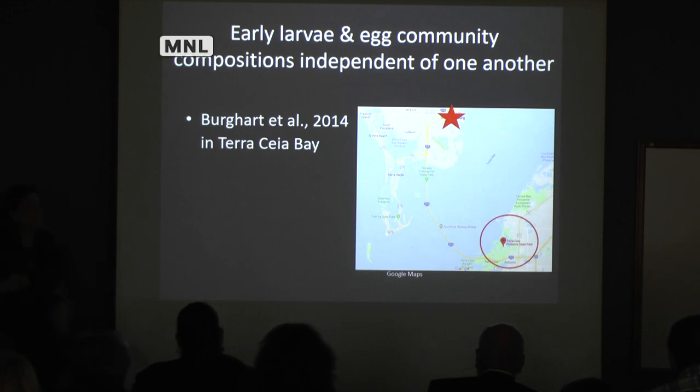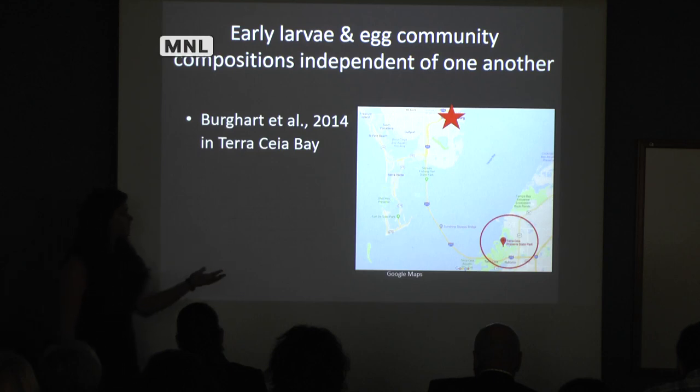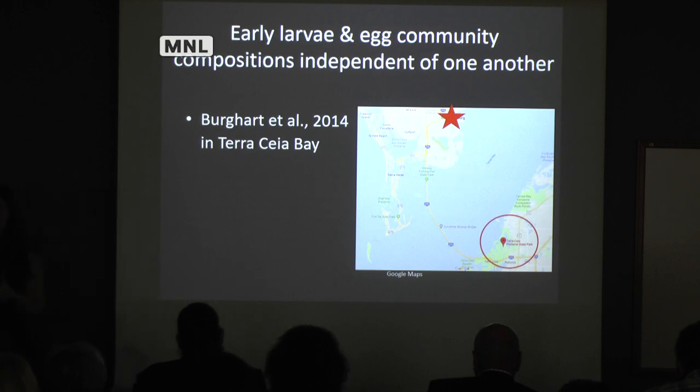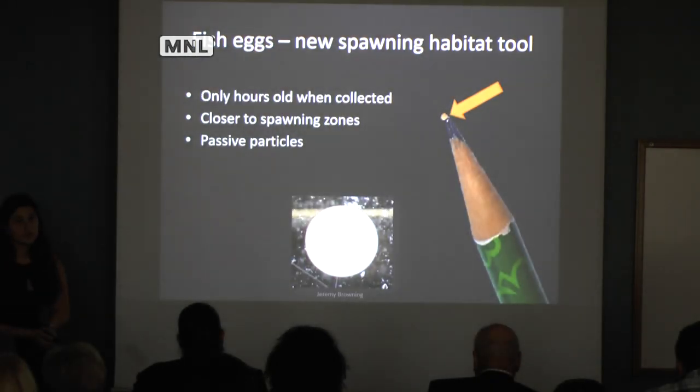So, in this study, they looked at larvae composition and egg composition of the different species found in this area. They found they were completely independent of one another, meaning that the species of the larvae found were not the same species as the eggs found in this area. So we need to be able to study something different other than larvae to get closer to where these spawning locations are. One thing we could use are fish eggs.